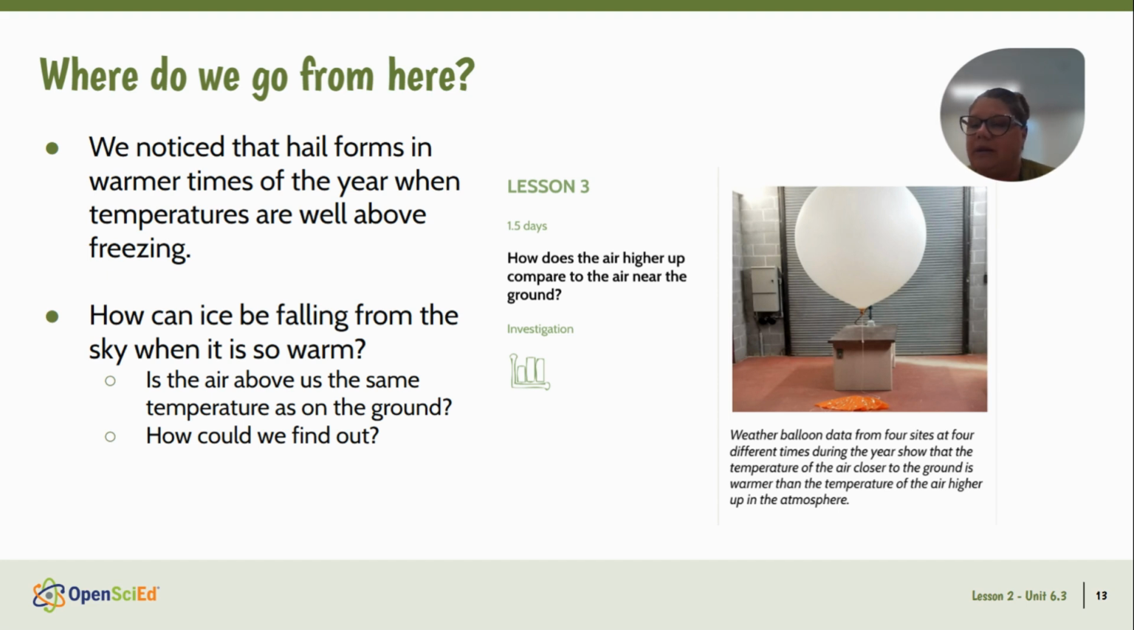So where do we go from here? We notice that the hail forms in warmer times of the year when temperatures are well above freezing. So that's just kind of weird. And we have some ideas that the wind might be pushing the stuff up, might be pushing the water up and making it freeze. But how do we prove that it's colder up there than it is down here? Some people still have that misconception that it's warmer up high. So how do we prove to those folks that it is actually colder the higher up you go? Because some people don't have that experience.